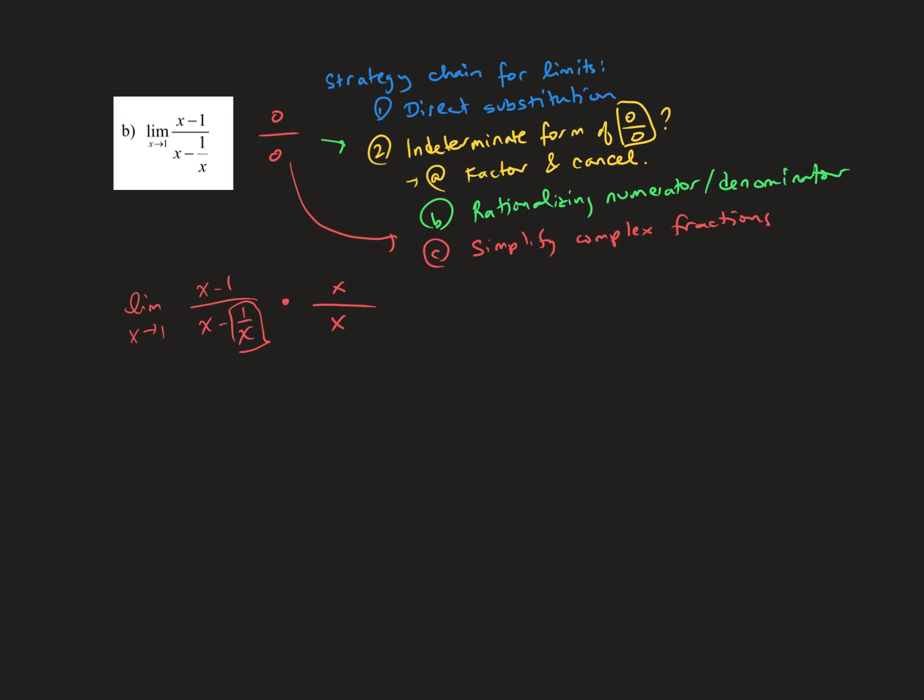Now, when I do that, on top, I would have x times x minus 1. And on bottom, I would have x times x minus 1 over x. Now, remember the thing we talked about in the last two strategies, when we plugged in 1 in the original and got 0 over 0, we expect to get an x minus 1 like you cancel on top and bottom. So on top, we do not want to multiply that out because that x minus 1 is already separated. On bottom, we are going to multiply it out.